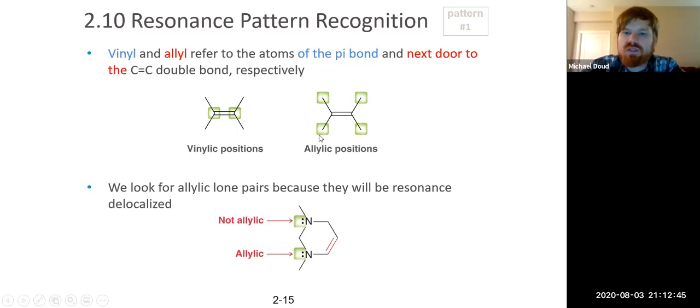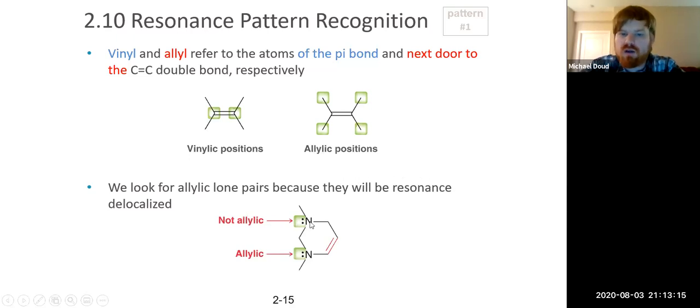So the allylic positions are any carbons or any atoms that are bonded to the vinylic positions here. The way that this is structured, you actually have one, two, three, four different carbons all in the allylic position. That's the maximum number you could have from this. The reason that we do that is because when we find these allylic lone pairs, they are delocalized by resonance through a pattern I'm about to show you.